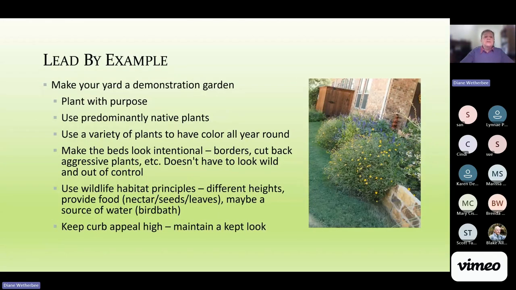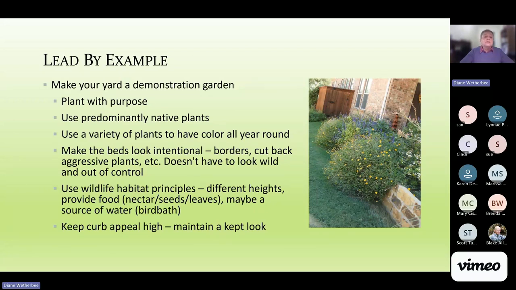Make your yard a demonstration garden. Plant with purpose and use predominantly native plants if you can. But like I said, it doesn't have to be all native. We're not the native plant Nazis or whatever. You can do whatever you want, but at least use as many as you can. Use a variety of plants so that you have color all year round.